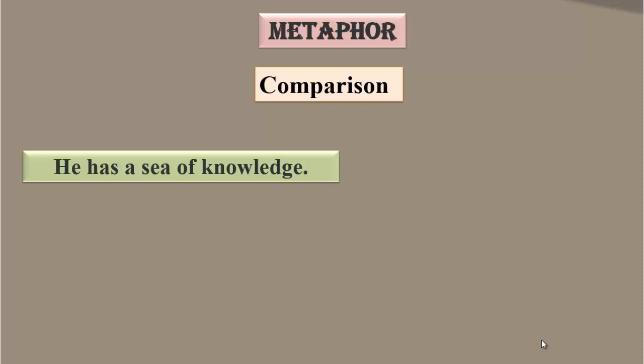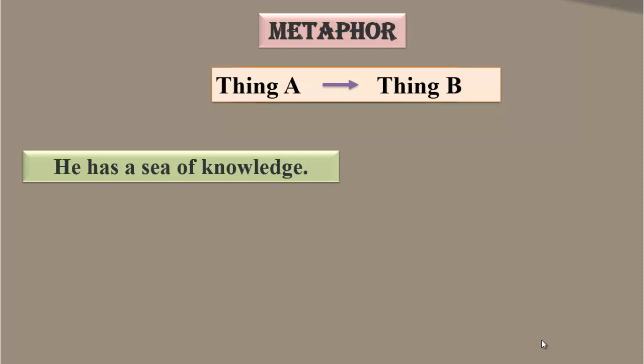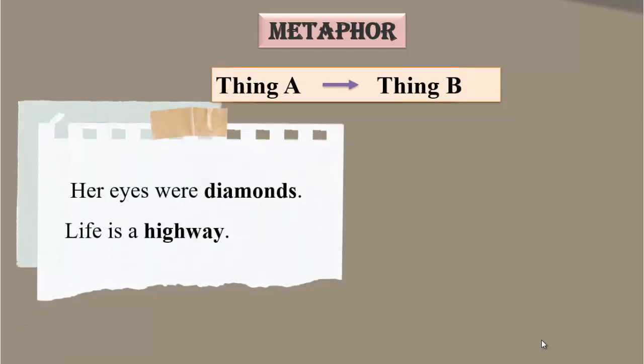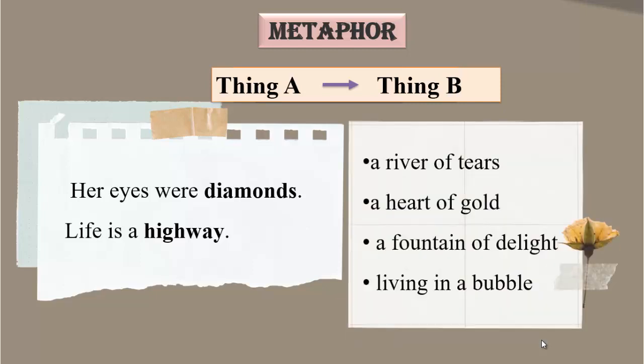Therefore, we can say that metaphors directly compare one thing to another for rhetorical effect. A metaphor states that one thing is another thing, or you can say that thing A is thing B. Have a look at these examples. Her eyes were diamonds. Life is a highway. Life is considered as a highway where we have to go through hardships and keep going. Some other examples are a river of tears, a fountain of delight. Through this method of comparison, you can present abstract ideas as concrete ones.